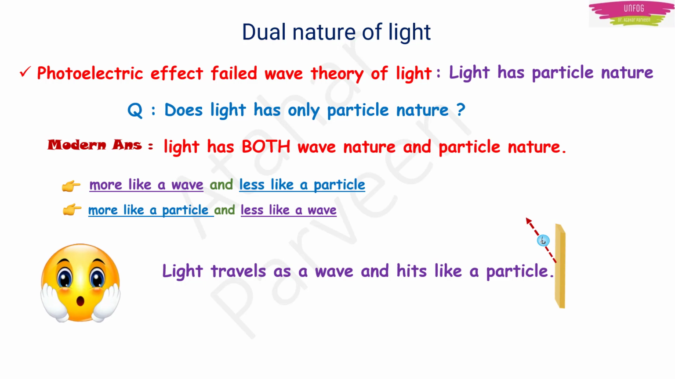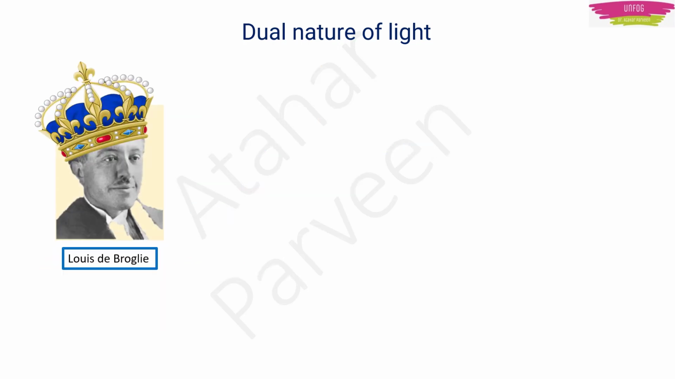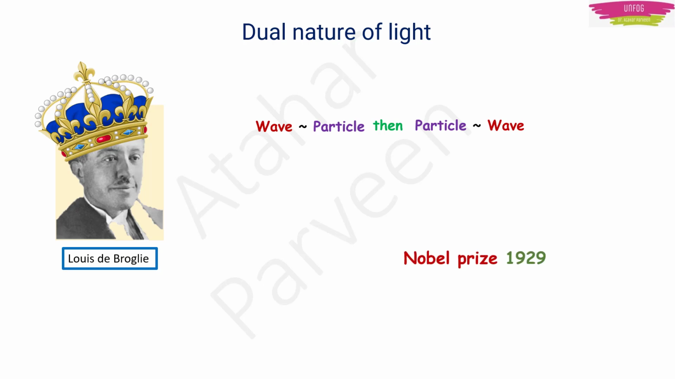This dual nature of light was explained by Prince Louis de Broglie. Actually, he told that if a wave is behaving like a particle, then a particle should behave like a wave. He got the Nobel Prize for this concept also. In 1929, he was given the Nobel Prize. Actually, it was his PhD thesis where he told that wave nature of matter is also there. If a wave is behaving like a particle, a particle will also behave like a wave.